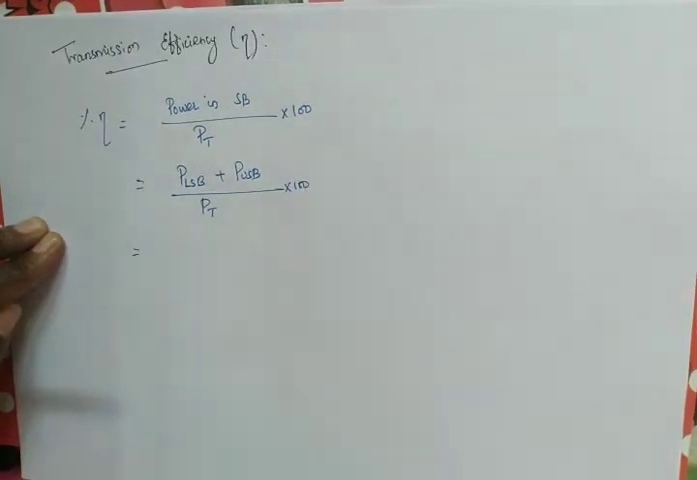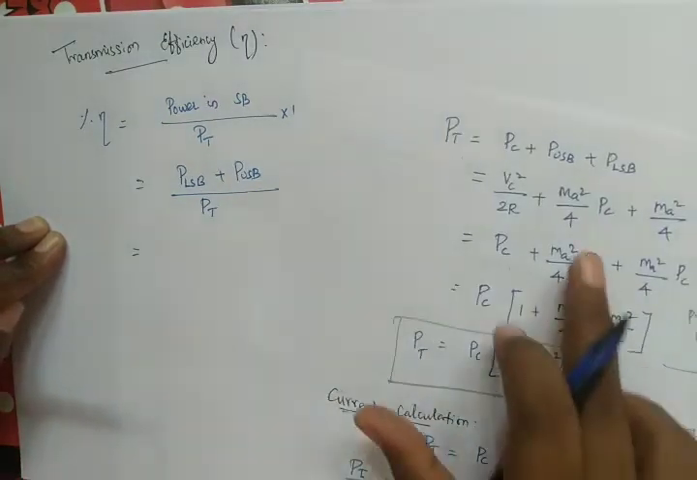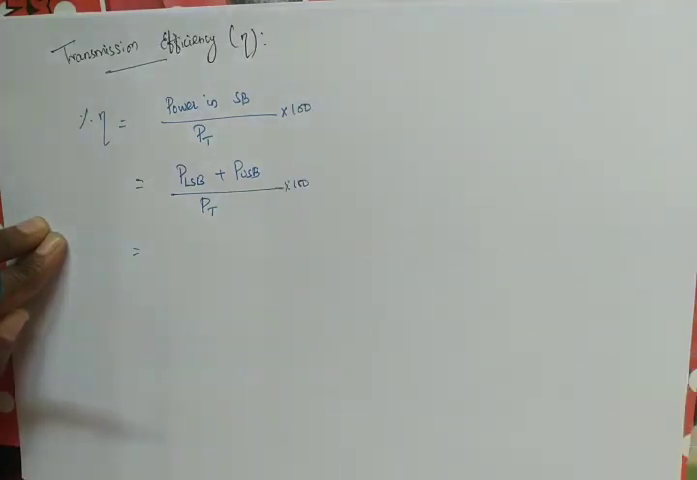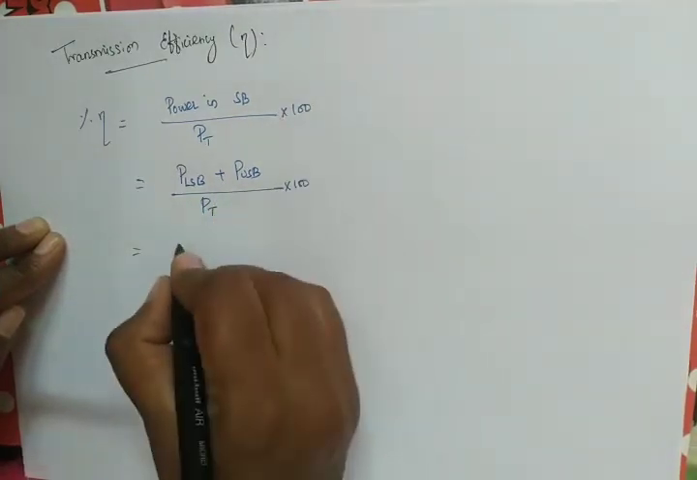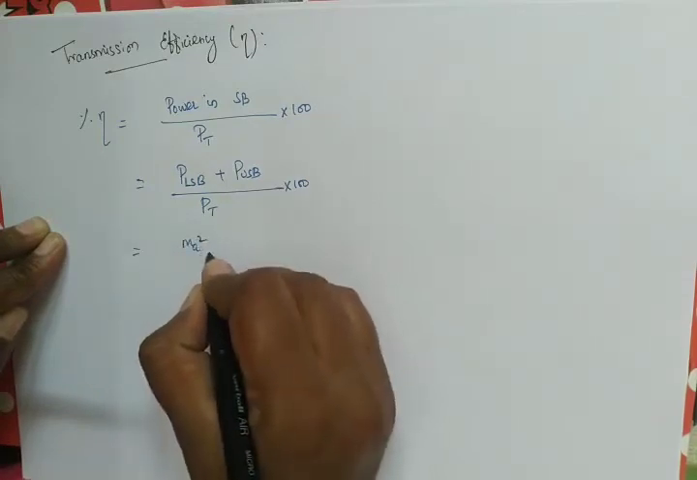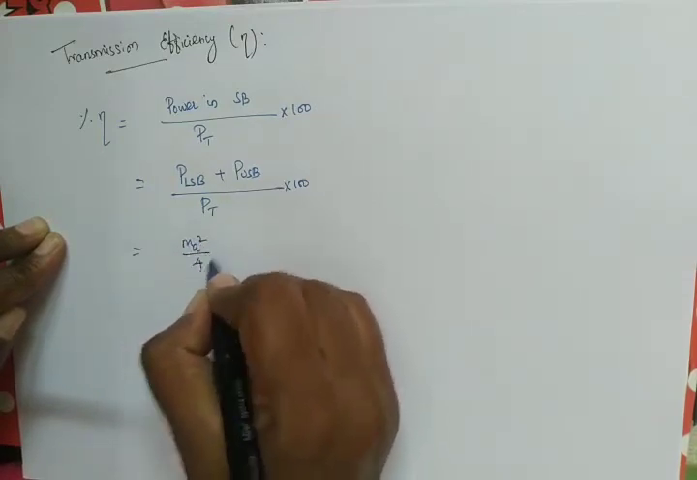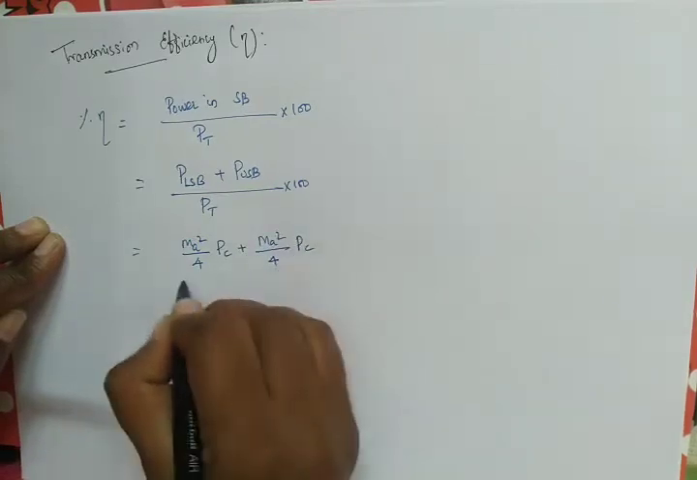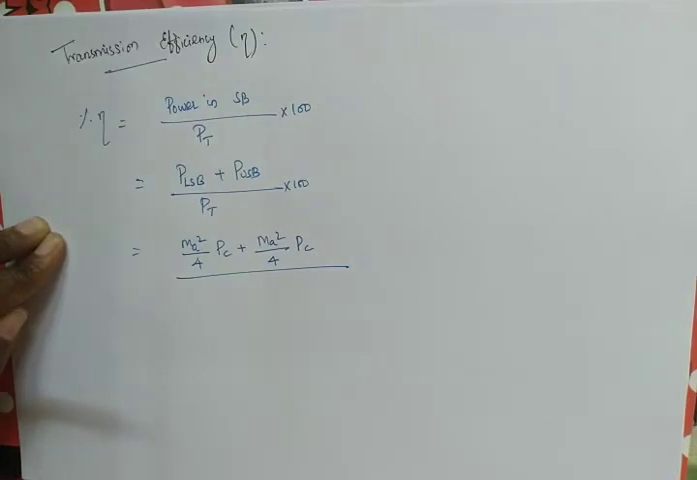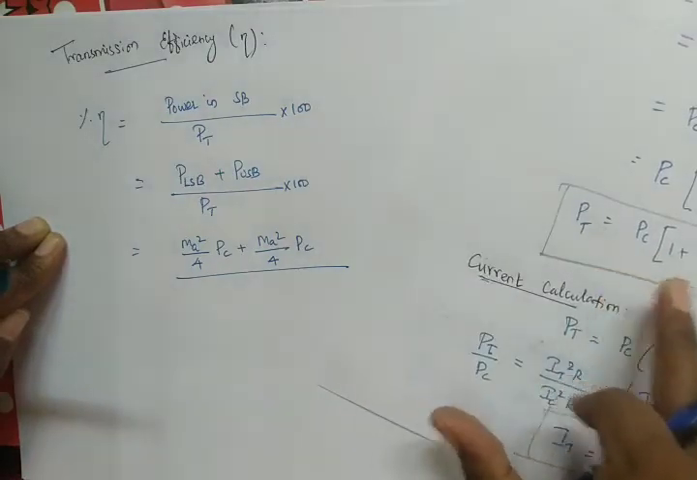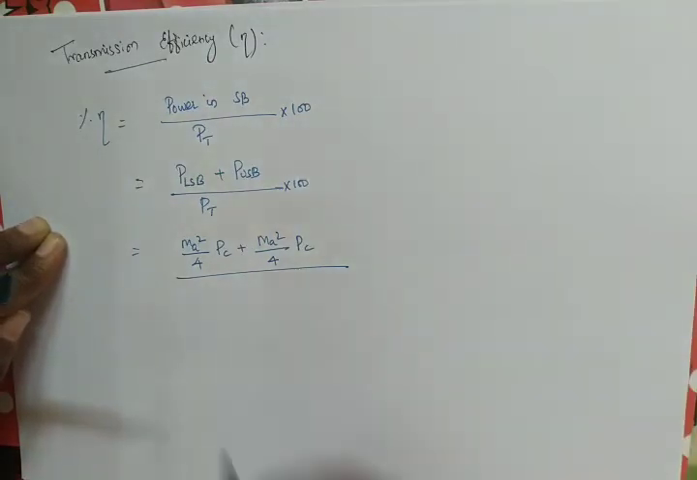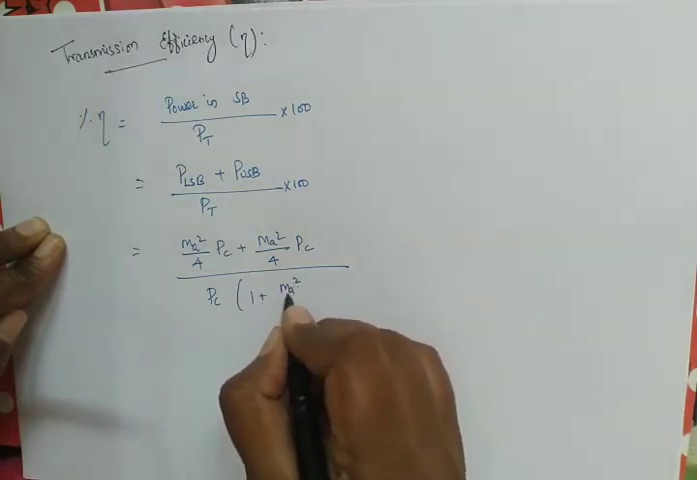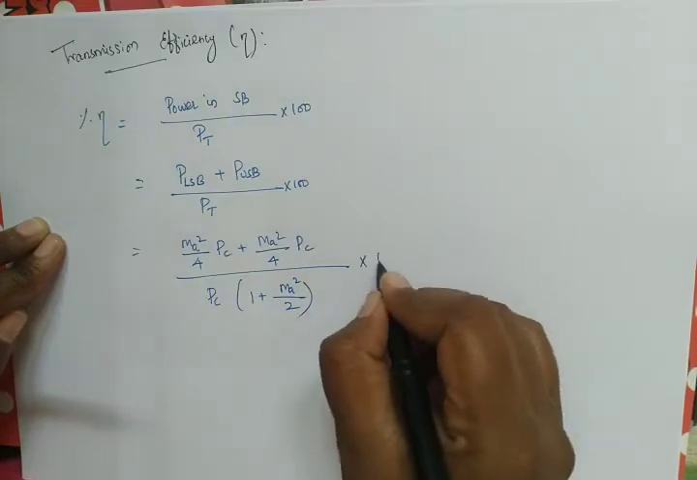Now what is lower sideband power? That is MA square by 4 into PC. So we can write this as MA square by 4 into PC plus MA square by 4 into PC divided by what is our total power? So our total power is PC into 1 plus MA square by 2. That is PC into 1 plus MA square by 2 into 100.